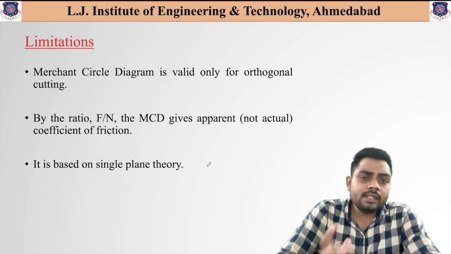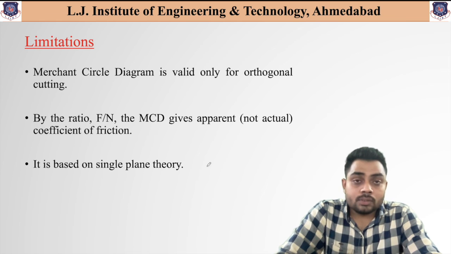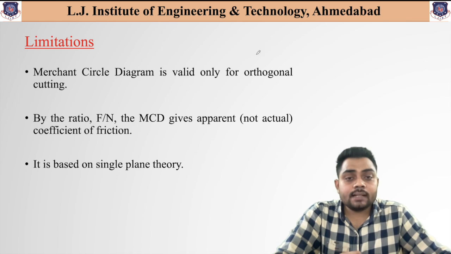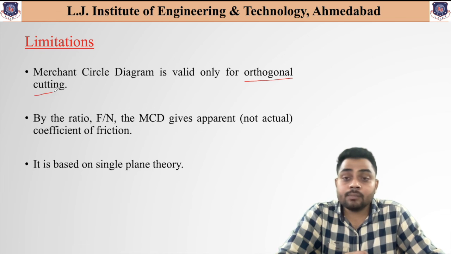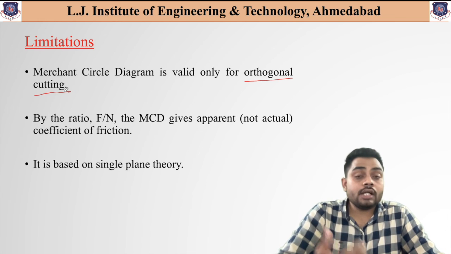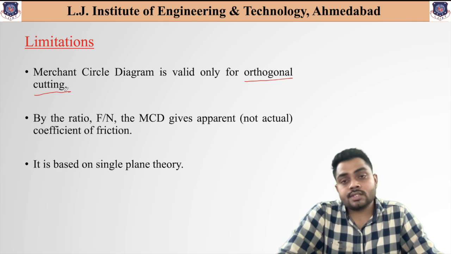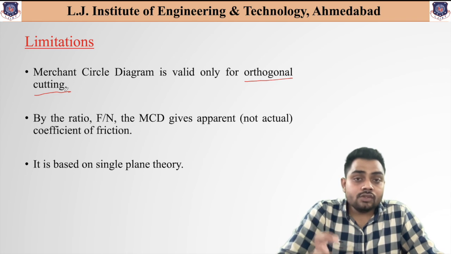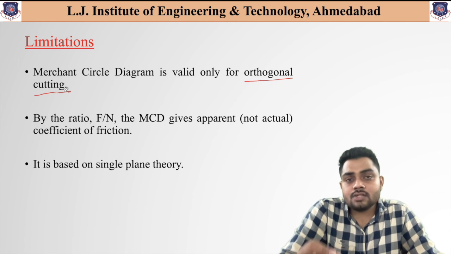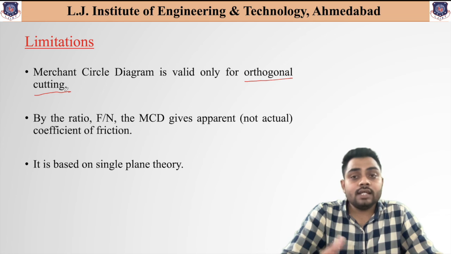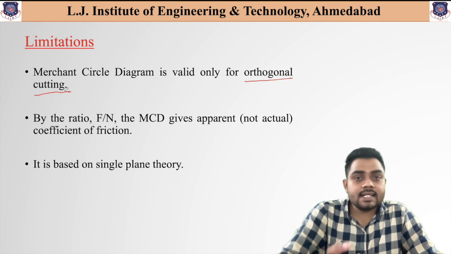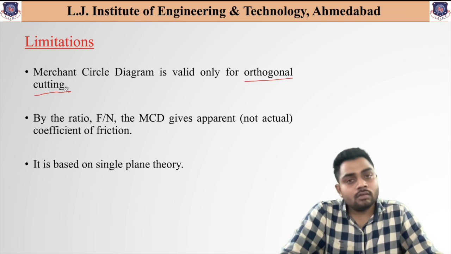Now, what are the limitations of the merchant circle diagram? The major limitation is that it is only applicable to orthogonal cutting processes. It is not applicable to oblique cutting processes. Second, the value of the coefficient of friction that we get is not exact, because we are using a theoretical or diagrammatical approach where we resolve the forces to get the value. So we are not getting the exact value, but the apparent value.